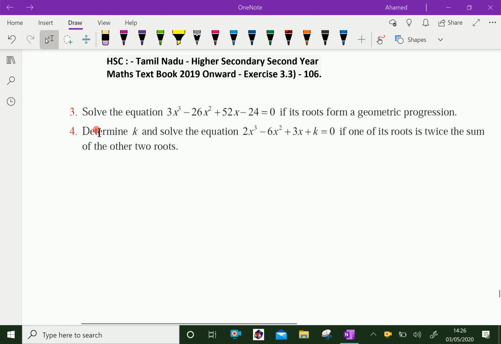Exercise 3.3, Question number 3. Solve the equation 3x cube minus 26x square plus 52x minus 24 equals 0 if its roots form a geometric progression.